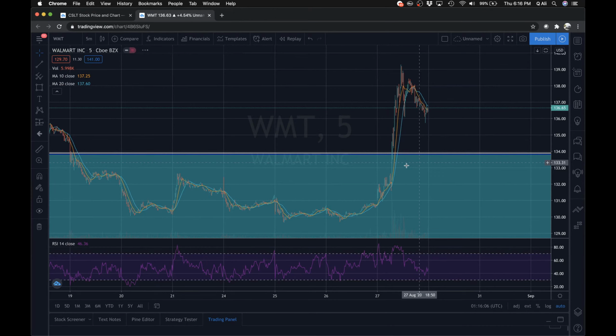Stocks take the elevator down and the stairs back up, and as you can see, it's definitely taking the stairs back up. Now overall, Intel is a good company. They are likely to get back on track. So if you're looking for a long-term play, this might be it. This might be a good one to get into.